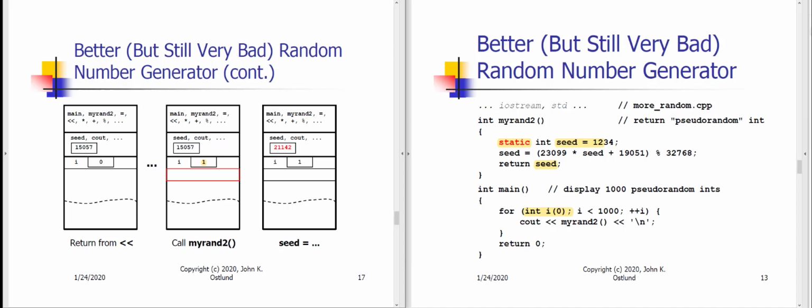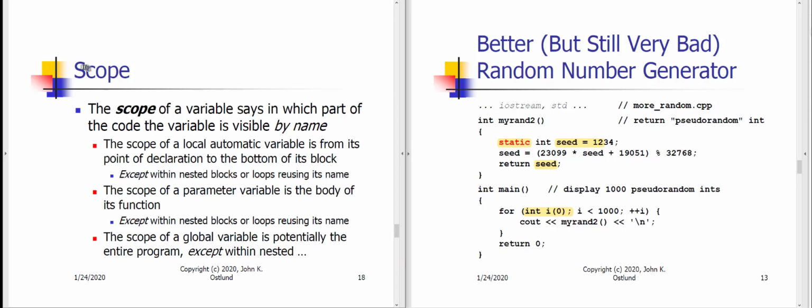All right, the next thing we're going to take a look at is the scope of a variable. Basically, the scope of a variable says in which part of the code can I access that variable just by giving the variable's name. Now, for a local automatic variable that's declared within a function body, the scope is from the point where that variable is declared to the bottom of the block in which it's declared.